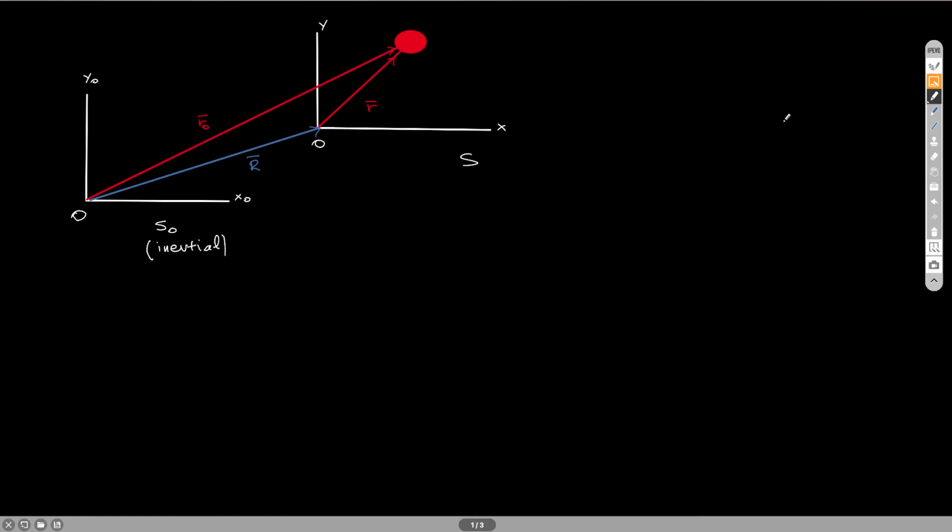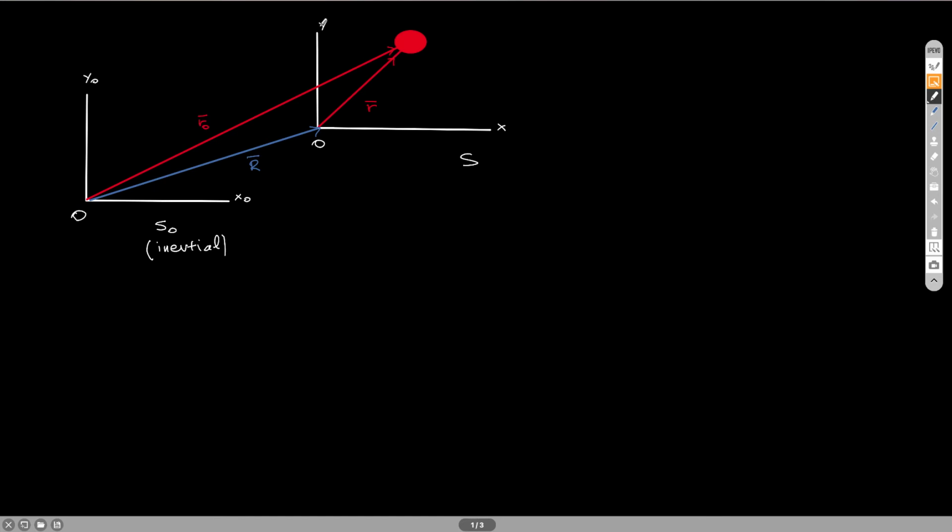In this video, I will show you how to use Newton's second law when you have an accelerating but not rotating frame of reference. So in this case, what I've drawn here is my S sub 0 inertial frame of reference. This is the origin. This is x naught, the x-axis of my inertial frame of reference. This is y naught, the y-axis of the inertial frame of reference.